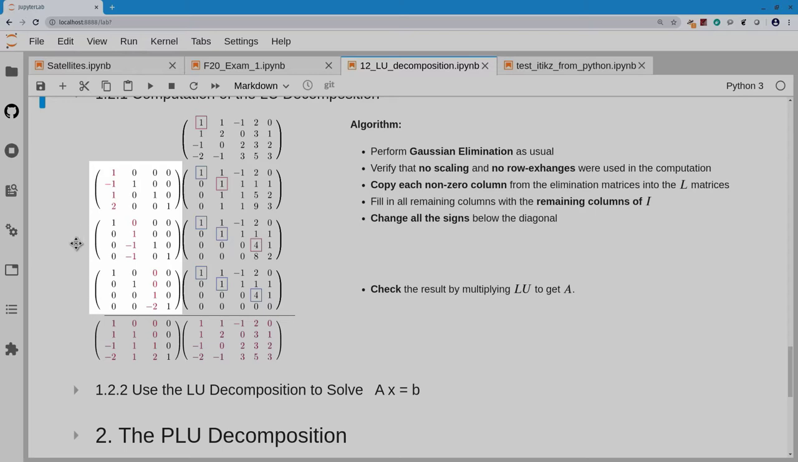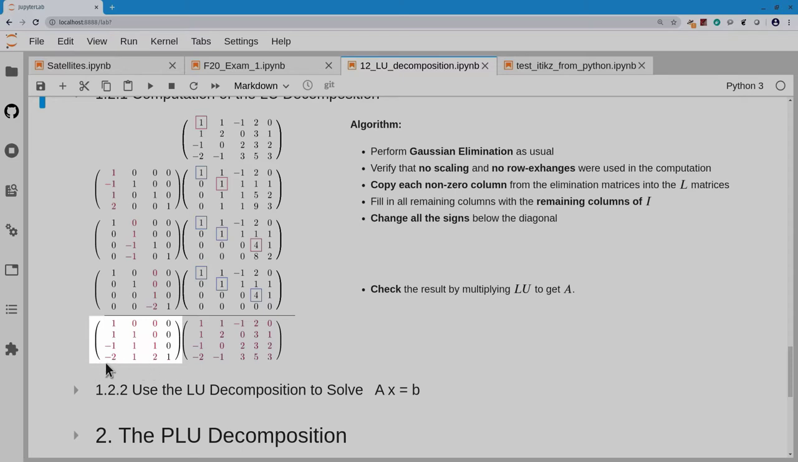Did we do any row exchanges? Well, row exchanges, again, would put a pattern of 0, 1, 1, 0 into these matrices. It would not have ones on the diagonal. So both of those conditions are met. We have done Gaussian elimination without row exchanges and without scaling. Once I have that, then what I have to do is to simply copy down each one of the columns of the matrices in my stack into a new matrix and then change the signs underneath the diagonal entries one. That sign change comes from the inverse of those individual matrices. So I now have my L matrix.